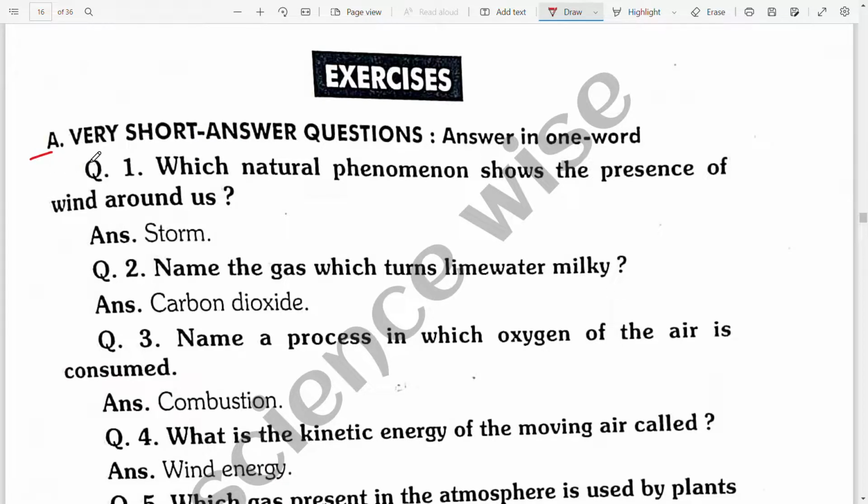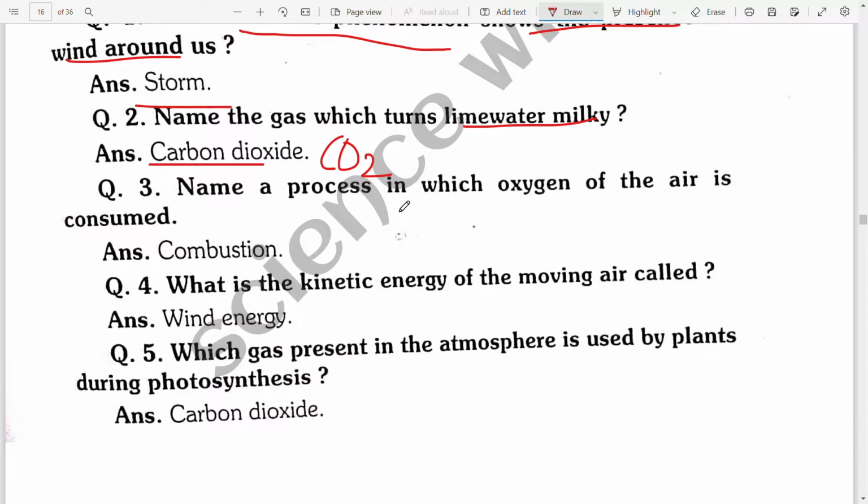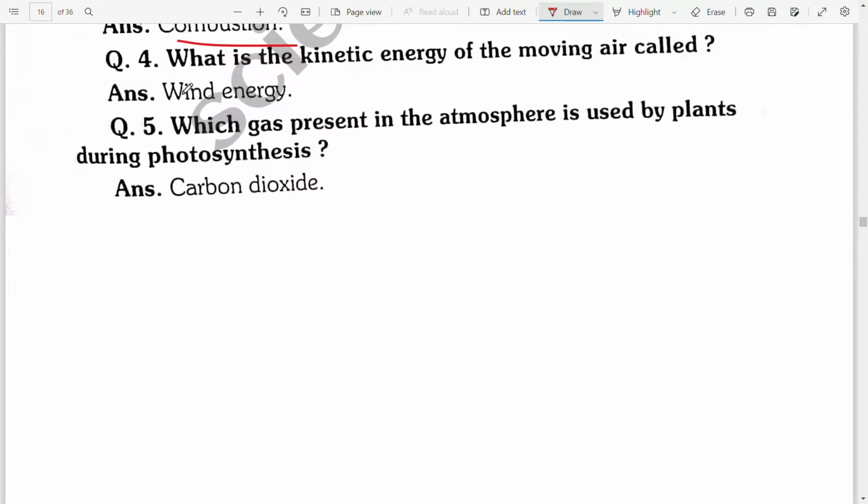Question number A, very short answer questions, answer in one word. Which natural phenomena shows the presence of wind around us? Answer is storm. Name the gas which turns lime water milky. Carbon dioxide, जिसको हम CO2 से represent करते हैं. Name a process in which oxygen of the air is consumed. It is combustion. What is the kinetic energy of moving air called?